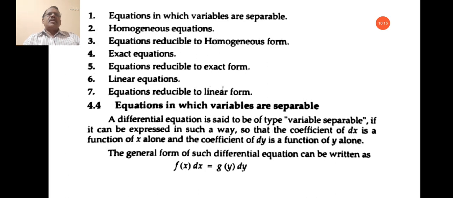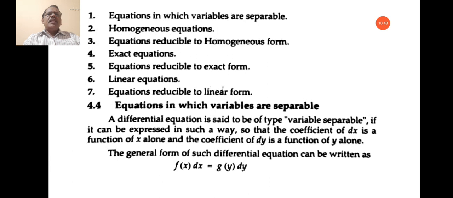That means one is the variable separable differential equation, another is the homogeneous differential equation, another is the exact differential equation, and another is the linear differential equation. These are the main four types. Equations in which variables are separable. So we take the first type of differential equation, called equations reducible to variable separable.